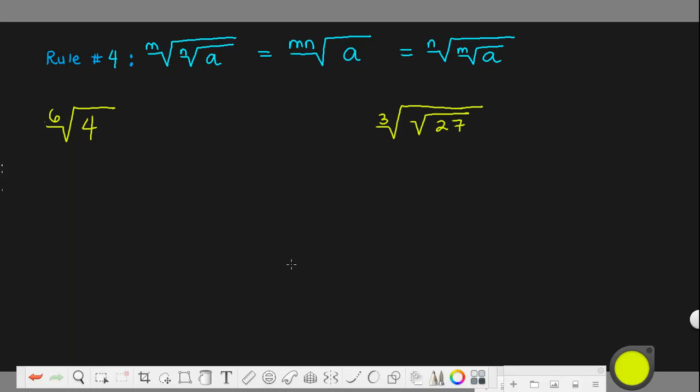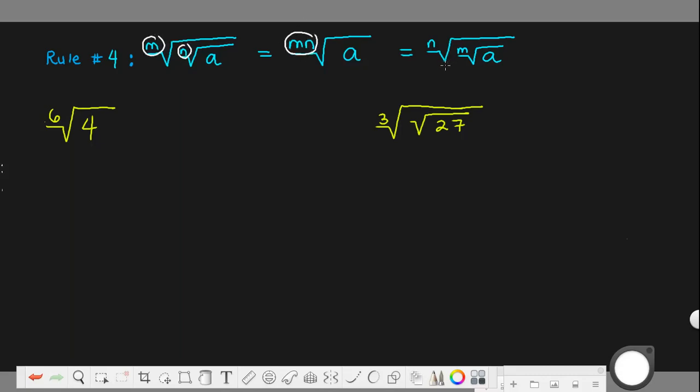Okay, so, rule number 4, mth root of nth root of a. So, double root, guys, no? So, pwede daw siyang isulat as m times n root of a. Pwede pa lang isulat na n times n. So, pwede pagsamahin ng dalawang root sa labas, no? So, ito, guys, yung n and m, pwede siyang isulat as 1.